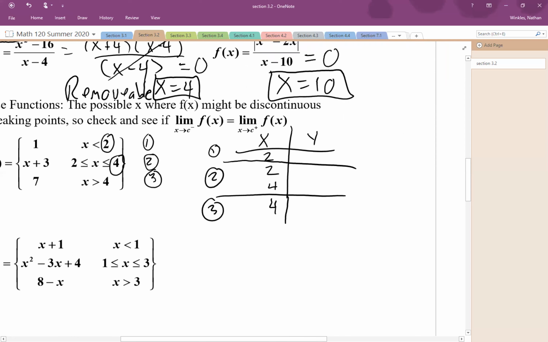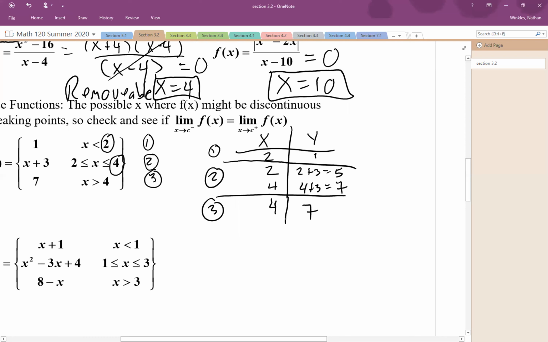Yes, I know it says less than 2. We're going to violate that in this case by just plugging it in. So when we plug 2 into that first equation, it's a constant function, we get 1. When we plug 2 into the second one, we get 2 plus 3, which is 5. We plug 4 into the second one, we get 4 plus 3, which is 7. We plug 4 into the last one, we get 7.